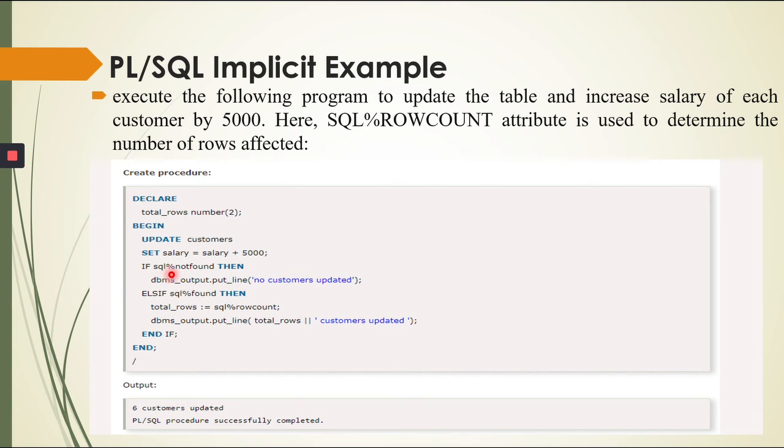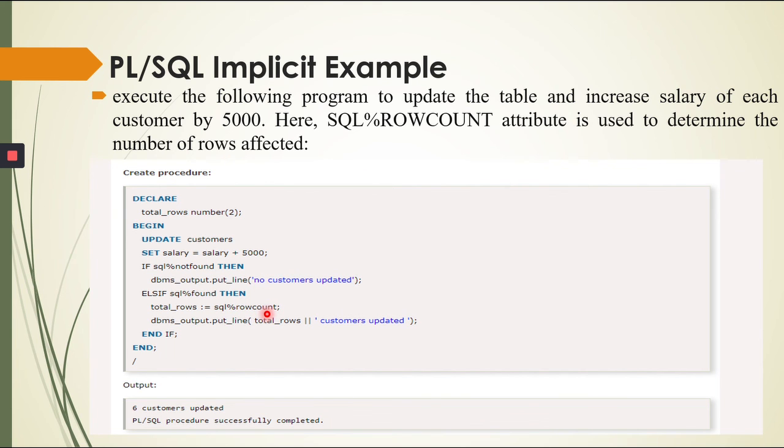So if SQL%NOTFOUND, then, as in C to print we use the printf statement, here we have to use DBMS_OUTPUT.PUT_LINE. In bracket whatever we write is displayed directly on the output. So in bracket I write 'no customer updated'. Else if SQL%FOUND, if data is found, then total_row is equal to... which attribute is used to calculate the total rows affected? The SQL%ROWCOUNT. So I write SQL%ROWCOUNT. According to its functionality, it will count the total number of rows affected by this query.